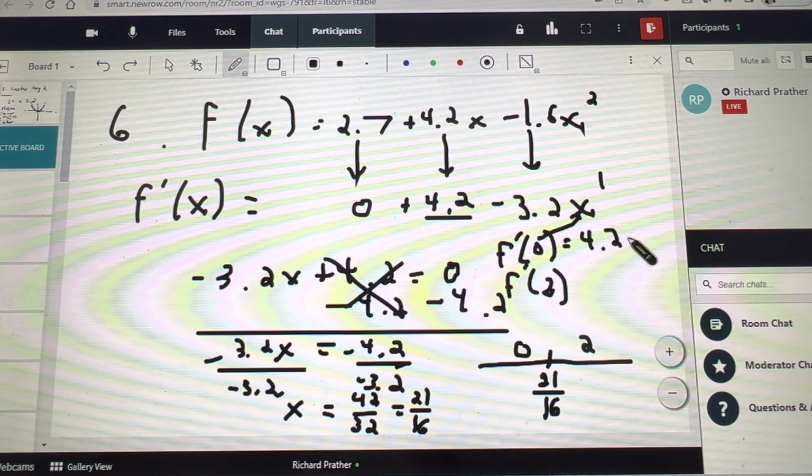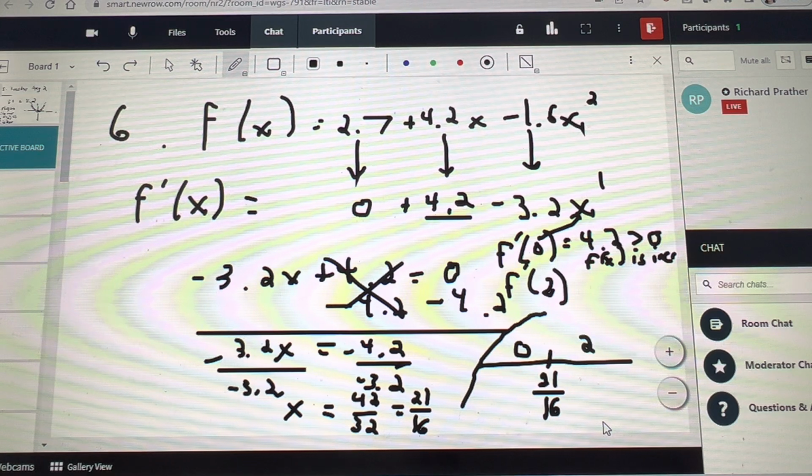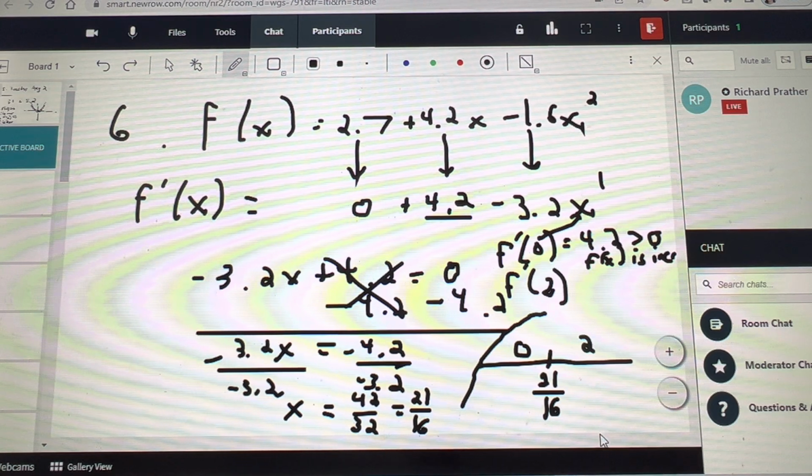This answer is positive. When a derivative is positive, the original function is increasing. So you're increasing all the way till you get to that critical number in the original graph, not the derivative graph. But you plug it into the derivative to tell what it's doing. Now plug 2 in right here.